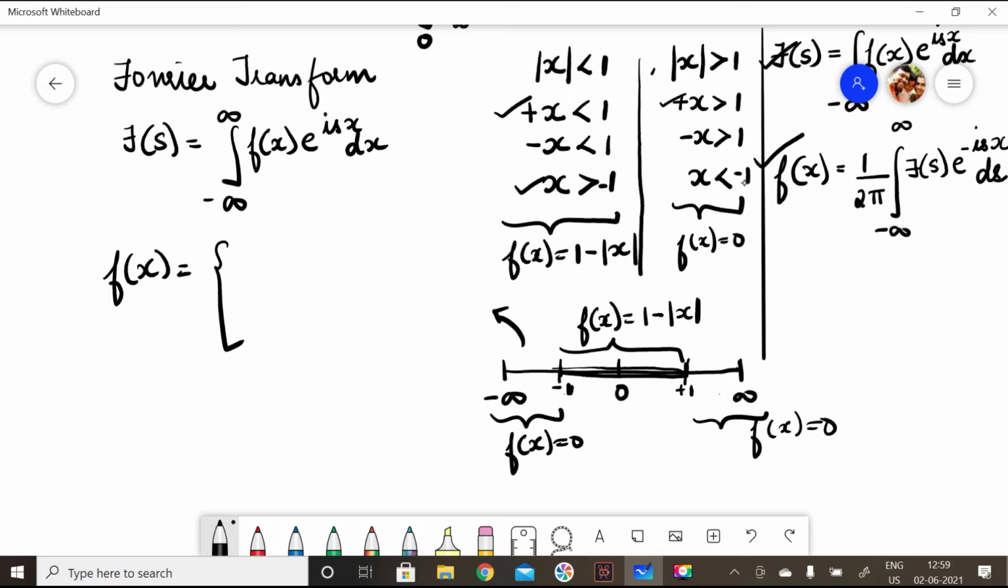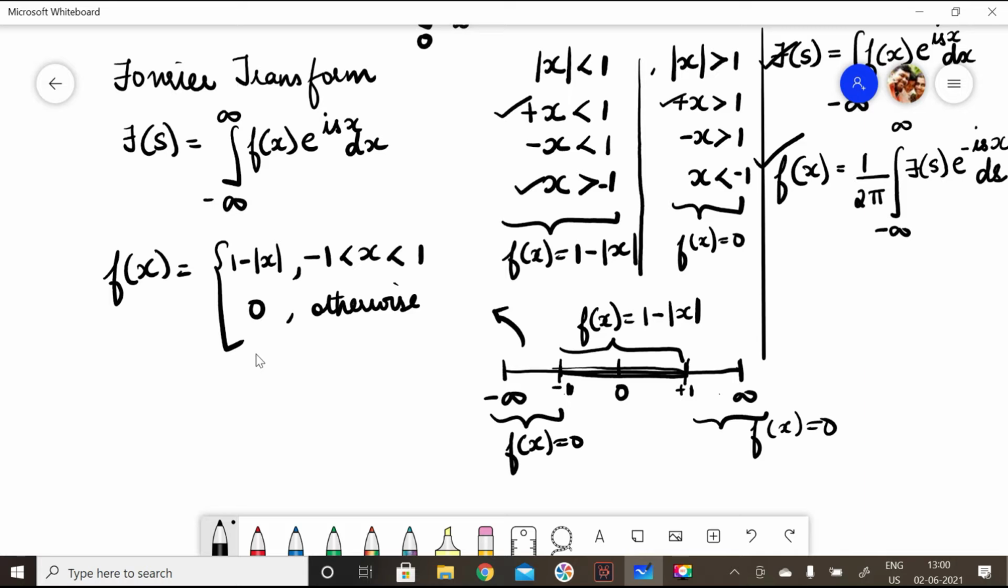So how do I write this? For minus 1 less than x less than 1, my function is 1 minus modulus of x, and it is 0 otherwise. Hope this is clear. Looking at this diagram, I write the function. From minus 1 to plus 1, the function is 1 minus modulus of x, and the remaining parts, it is 0.